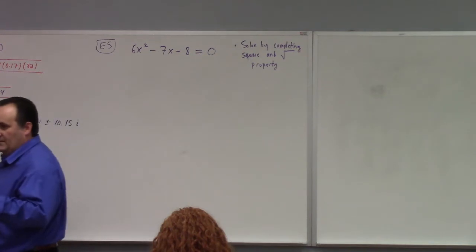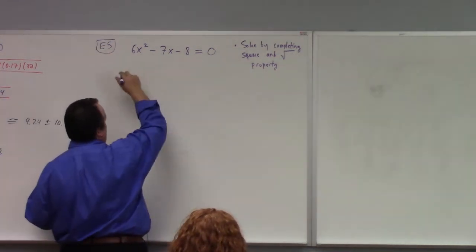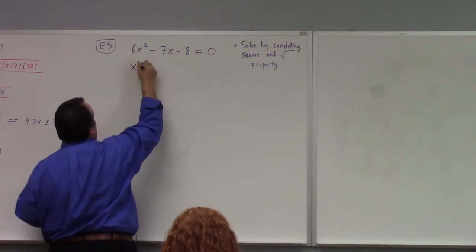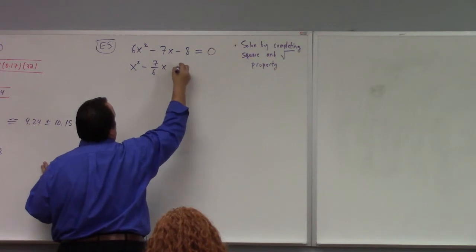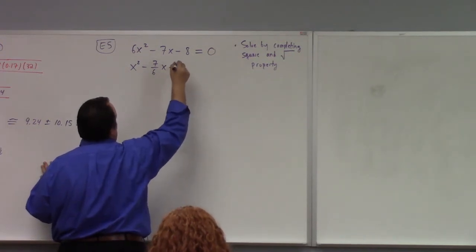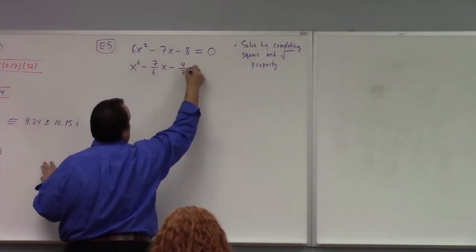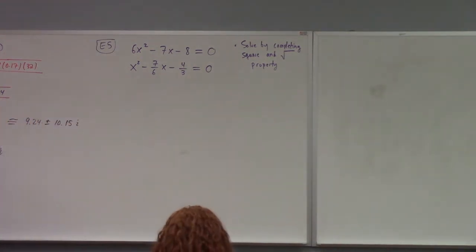Okay, so there's my instructions this time. Thankfully, we're not factoring, right? So we can discard the 6. I mean, if we were factoring, we'd just pull the 6 out and ignore it. But so divide by 6. I've got x squared minus 7/6 x. What's 8 over 6? 4/3, right? So minus 4/3 equal to 0. 8 over 6 is 4/3.